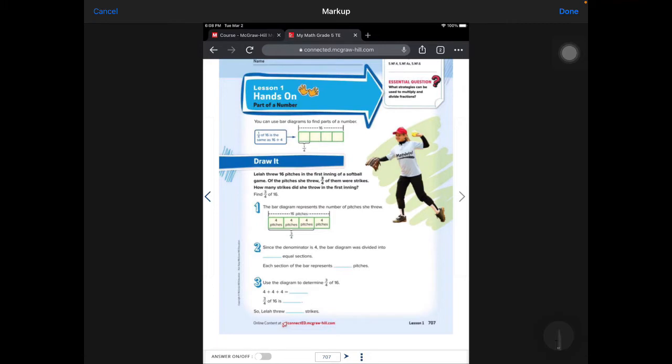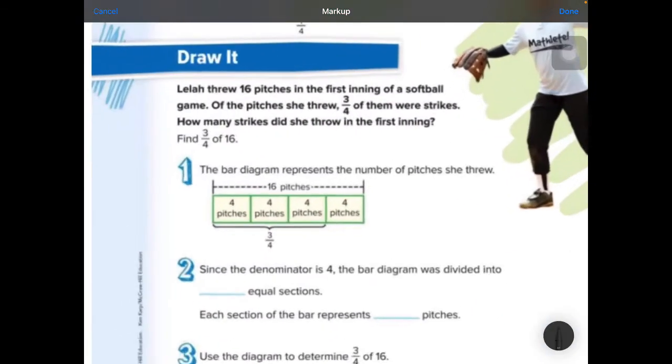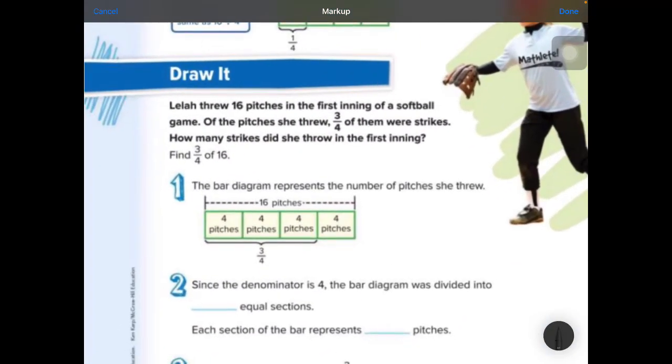Cox. We are on Chapter 10, Lesson 1, 707 is our page number. Now, Chapter 10 is all about dividing and multiplying fractions. So each lesson will talk about a certain attribute of a fraction or how to identify a fraction or strategies. So let's begin. Here's our first story.